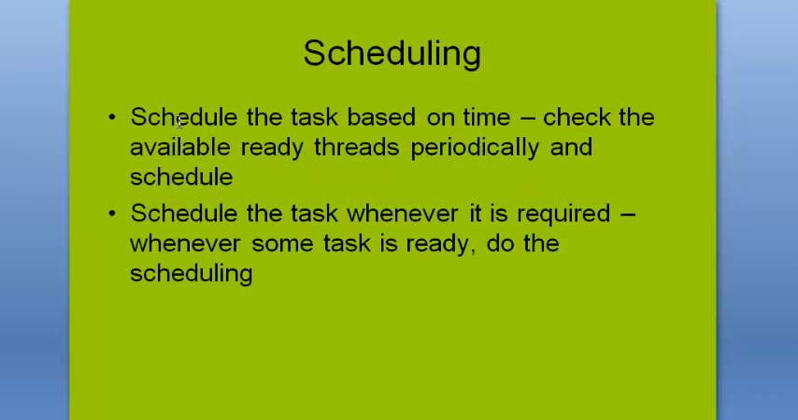Scheduling. The scheduler in a real-time operating system can check what ready tasks are available periodically, let us say every 1 millisecond, or the scheduler can be activated whenever a task becomes ready.